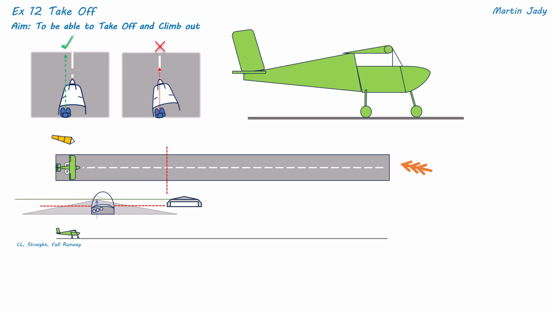The red line here represents my abort point at the hangar, and we will talk a little more about that shortly when we discuss threat and error management.